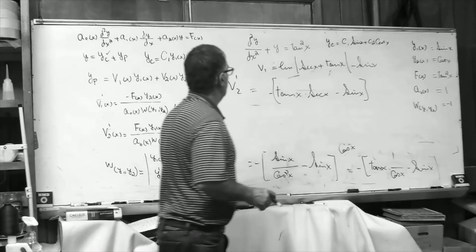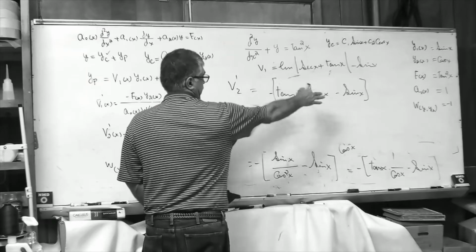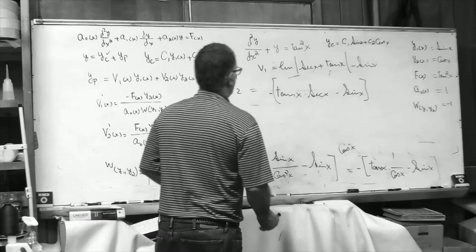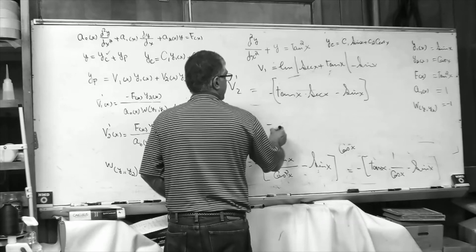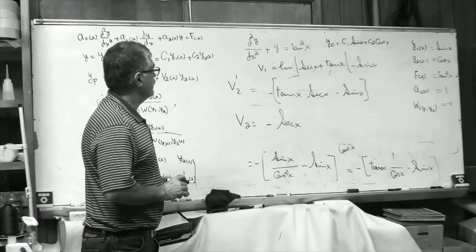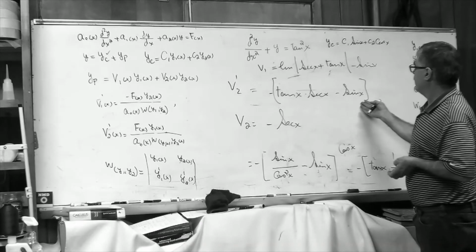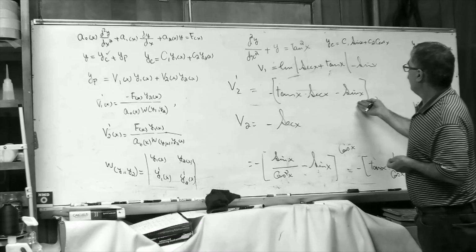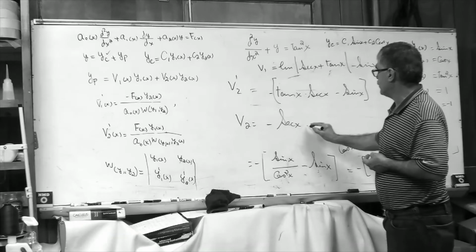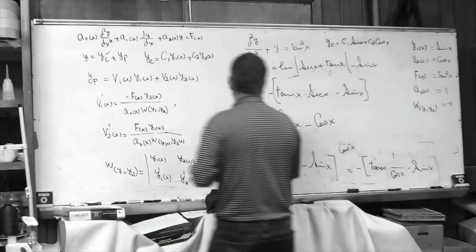Now, for us to find V2, we have to integrate that. The integration of tan x secant x will be secant of x, and the integration of sine x will be minus cosine of x, and then we have that minus sign, so this will be minus secant of x minus cosine of x. So this is the value for our V2.